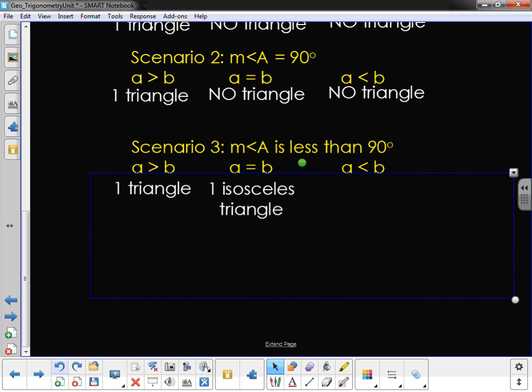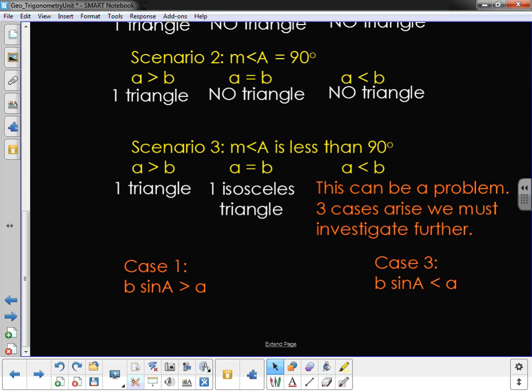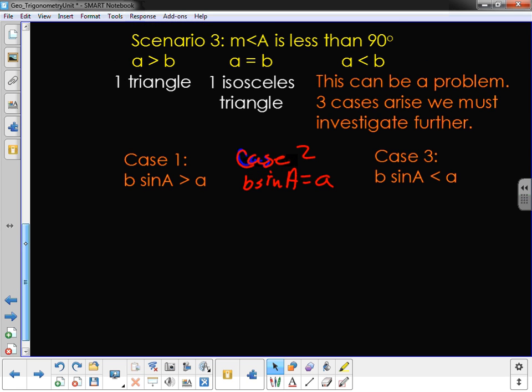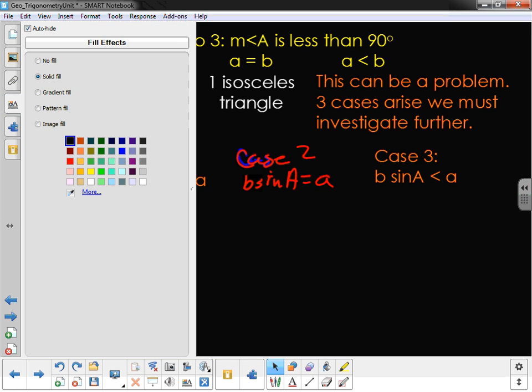Okay, so I want this to disappear. Good, he's gone. Okay, I'm going to have to write it in. Case 2, I need a better color. Case 2, B sine of A equals side A. Okay, so here's the three cases that we end up with. I apologize for the darker coloring here. Well, maybe I can fix that.